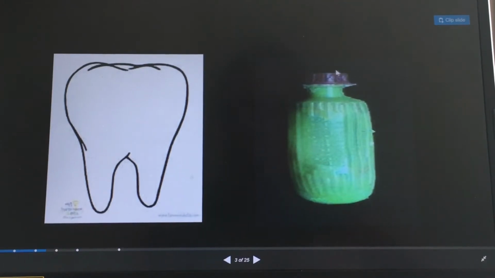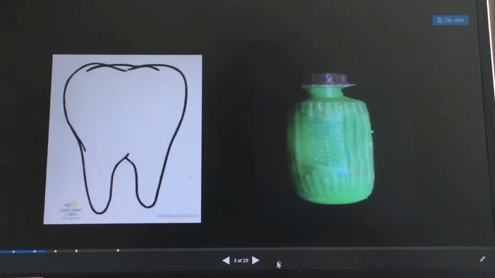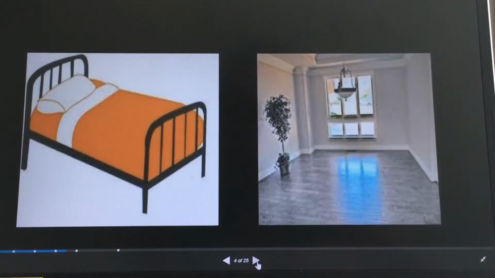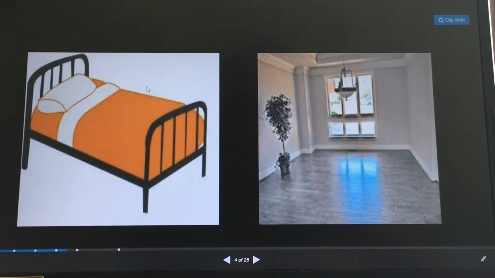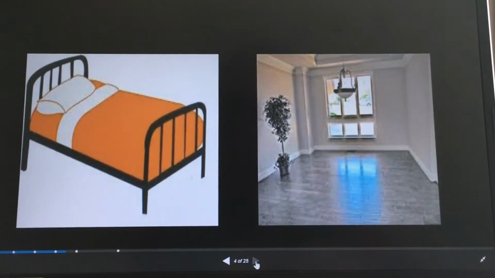What is the other name that we can use for the word glue? It's a paste. Okay, paste. So we have here tooth, we have here paste: toothpaste. All right. Next. Can you name these pictures? Bedroom. Okay, so we have bed and we have room. That is correct. Very good.